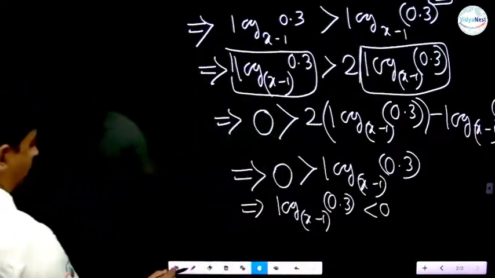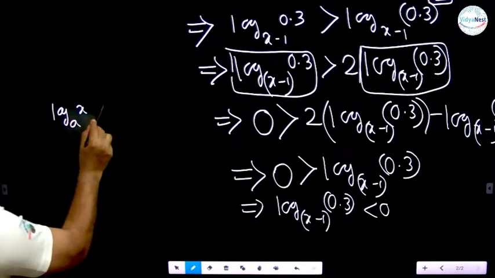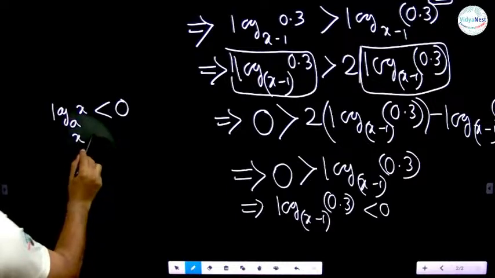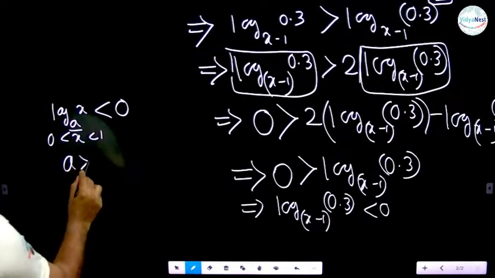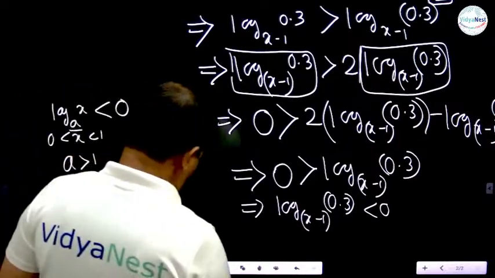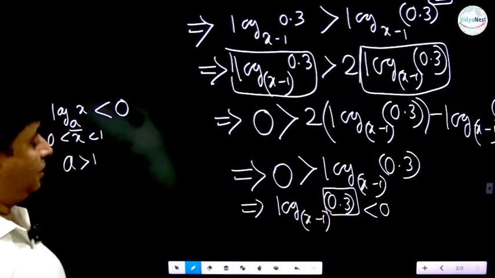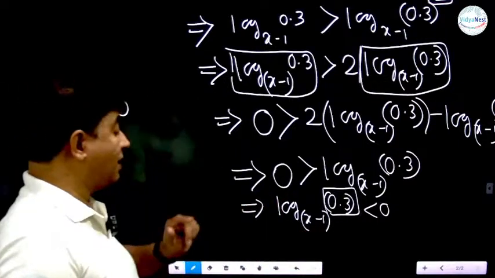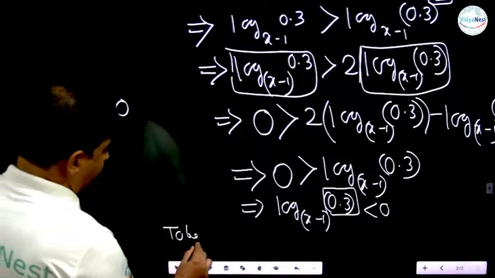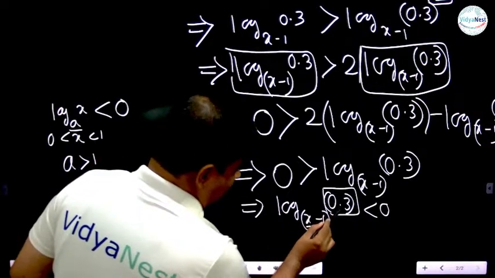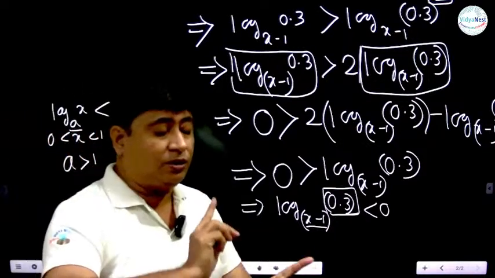We have just taught that log x to the base a is negative if x is a proper fraction and a is an improper fraction. Here you see, this is x, a proper fraction, and this is a, which must be an improper fraction. So, got it? This is a proper fraction. 3 by 10 lies between 0 and 1.